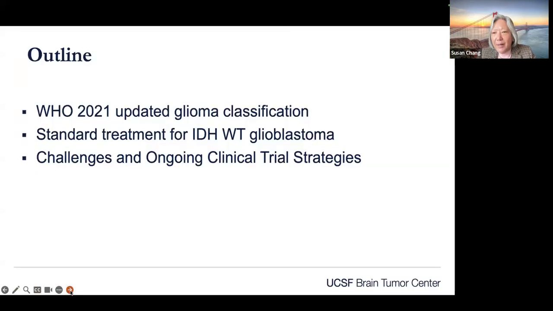For the outline, what I thought I would do is review the 2021 updated glioma classification, because this has significant implications in how we identify patients with glioma in the adult population, but also it's critical in terms of deciding about treatment. And then we'll talk a little bit about what the standard treatments are, and then the challenges for treating these tumors and why the clinical trial strategies are really geared to address these types of challenges. And I think you'll be impressed with the diverse aspects of how we are trying to make a difference in the outcome of our patients with glioblastoma.